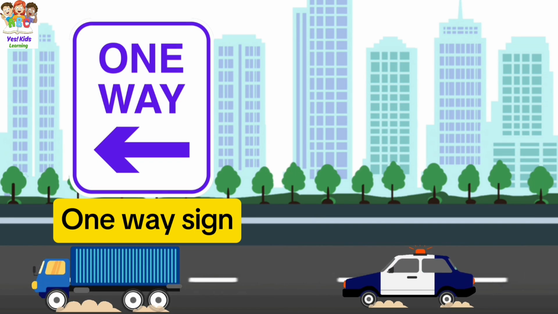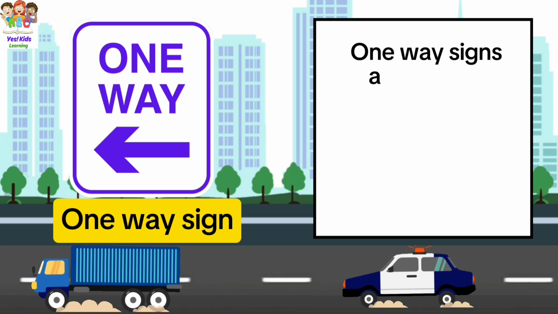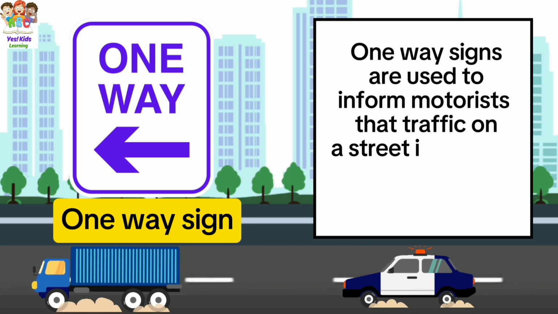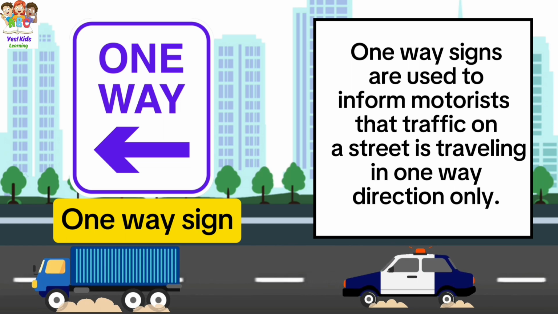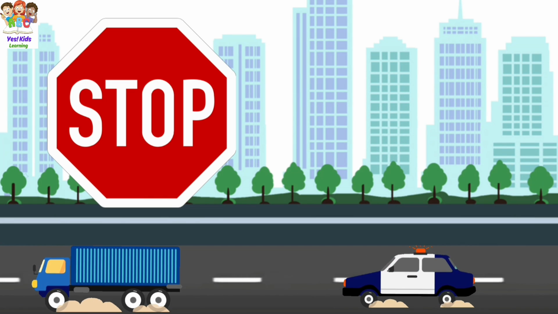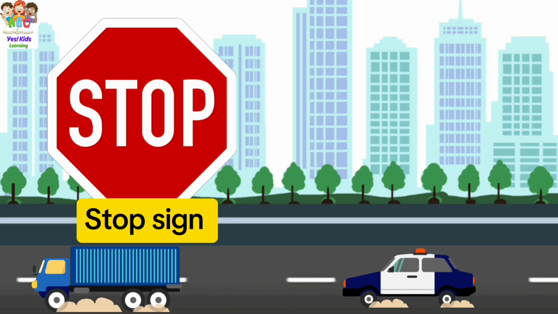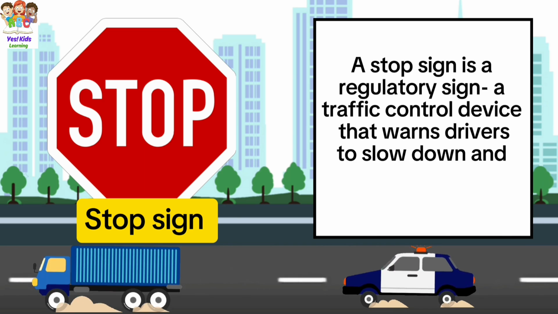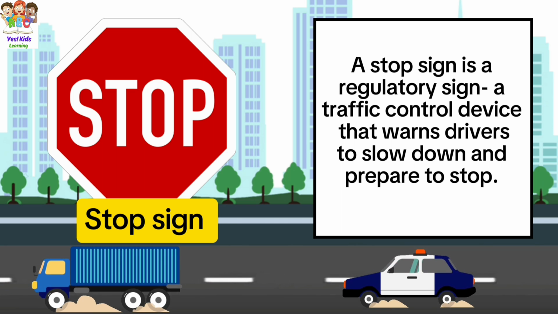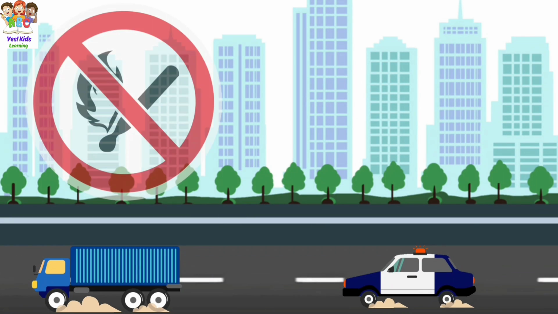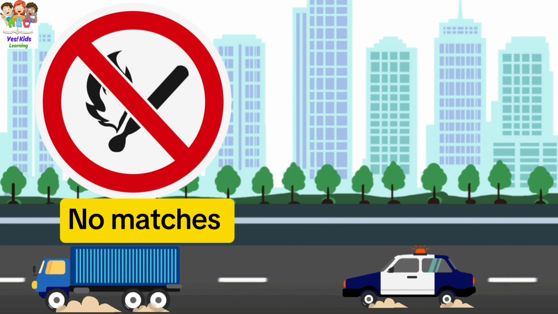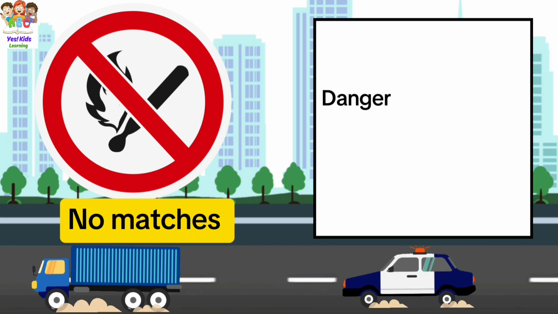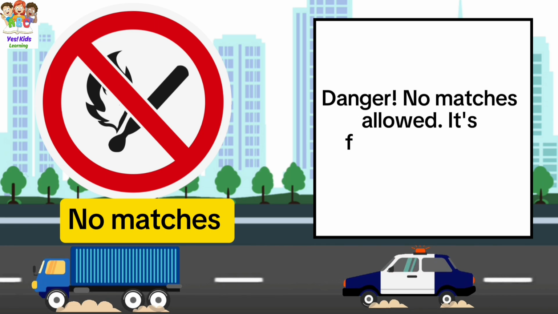One-way sign. One-way signs are used to inform motorists that traffic on a street is traveling in one-way direction only. Stop sign. A stop sign is a regulatory sign, a traffic control device that warns drivers to slow down and prepare to stop. No matches. Danger. No matches allowed. It's a flammable area.